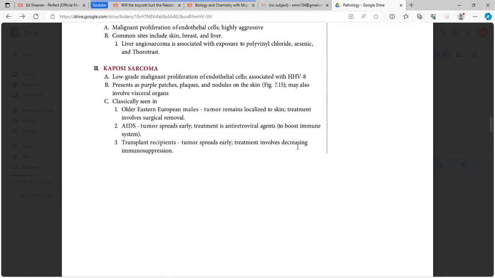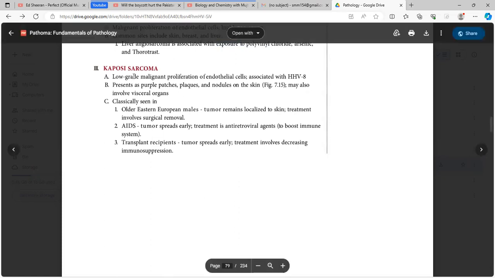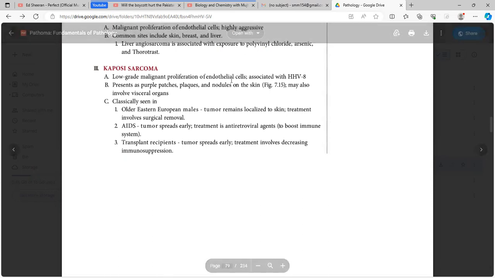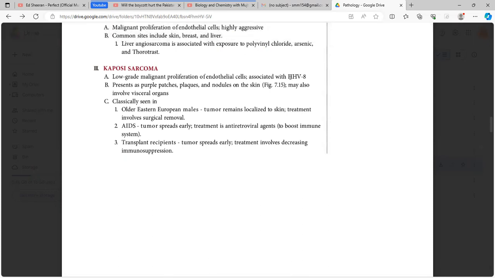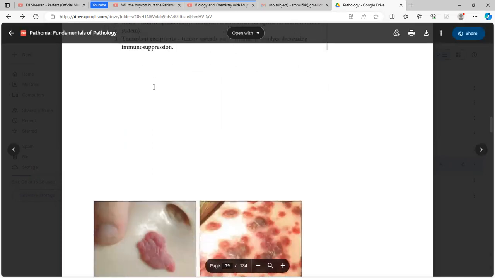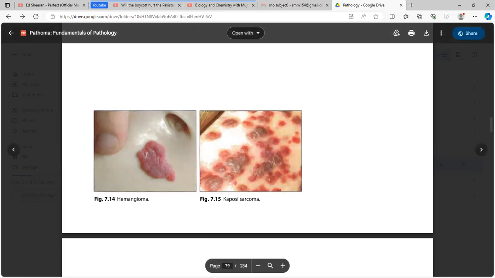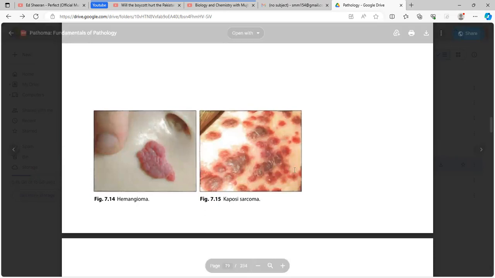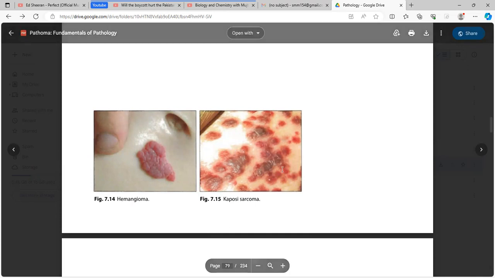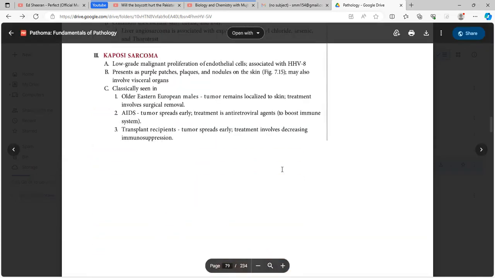Now, finally, Kaposi sarcoma. Kaposi sarcoma is also a malignant proliferation, and the virus which causes it is herpes virus 8. Now, let me show you the pictures here. Here is the classical hemangioma, and this is the Kaposi sarcoma. You can see that its presentation resembles that of HIV patients.